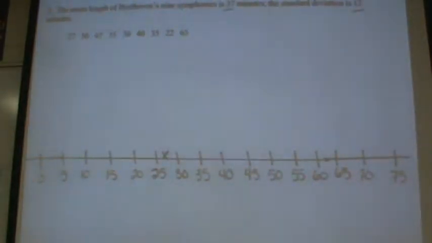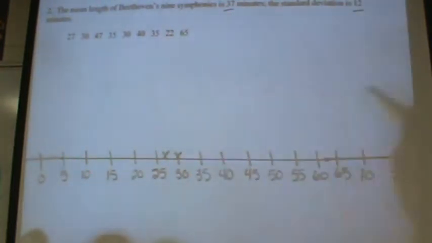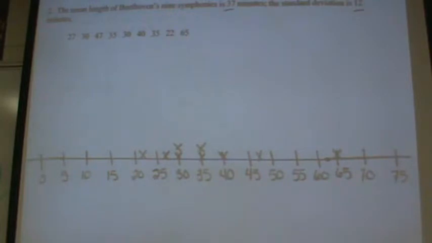We have 27. So that's almost halfway between the 25 and the 30. We have a 30. We have a 47. 35. Another 30. A 40. Another 35. 22. And a 65. So that's about where your data point should be.